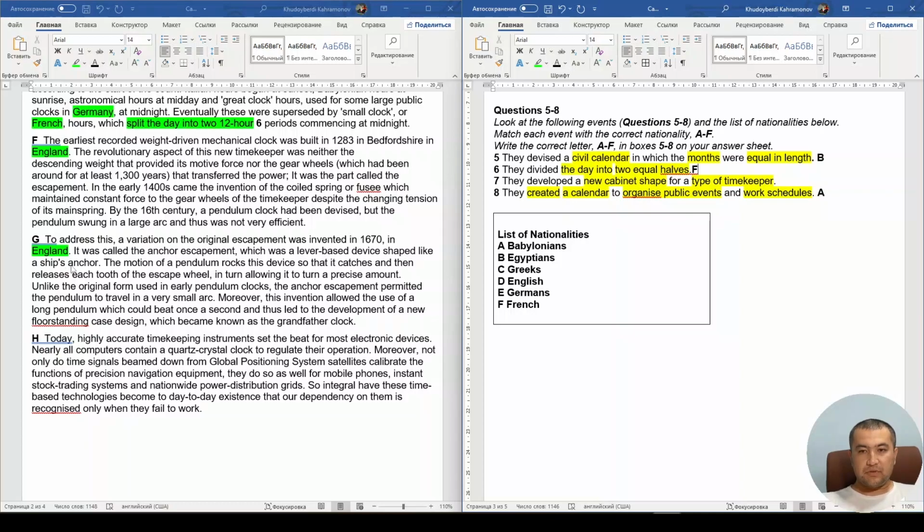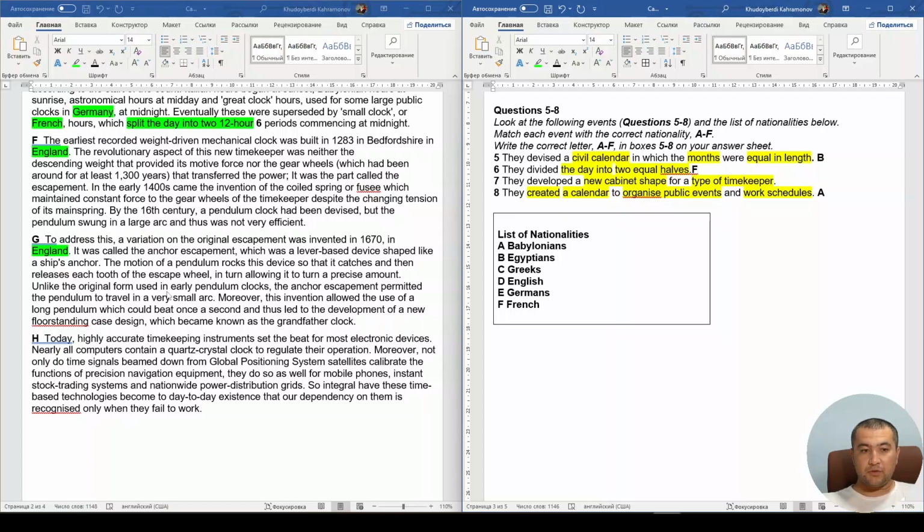Right, ship's anchor, maybe a cabinet shape, right? It was called the anchor escapement. The motion of the pendulum rocks this device so that it catches and then releases each tooth of the escape wheel, in turn allowing it to turn a precise amount.